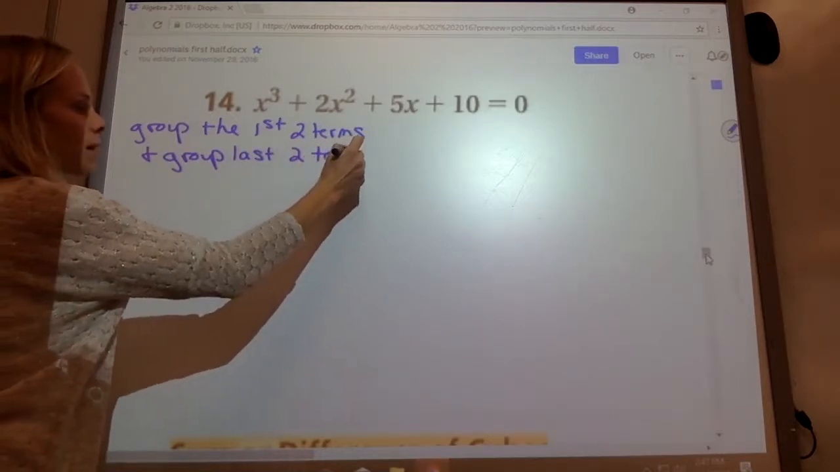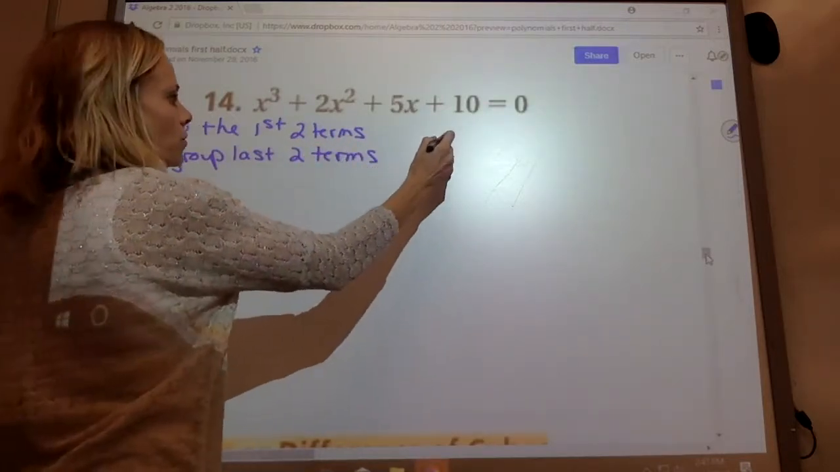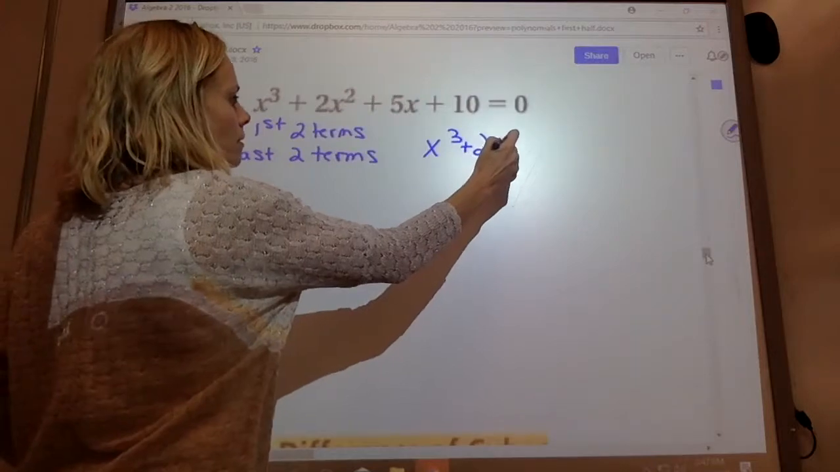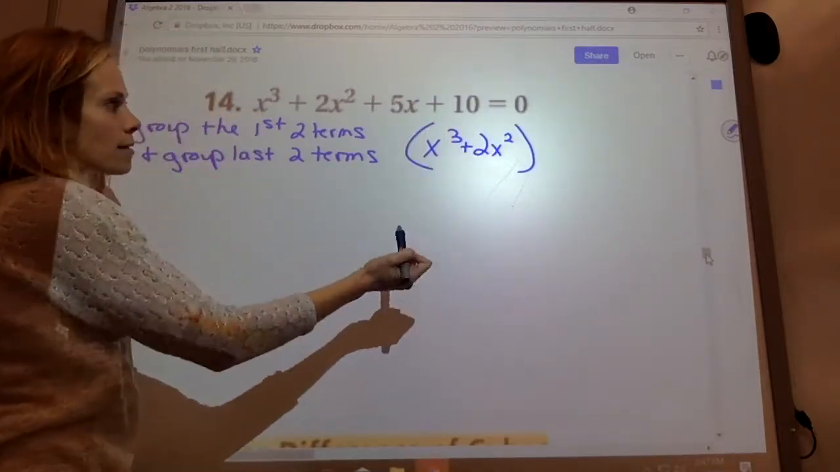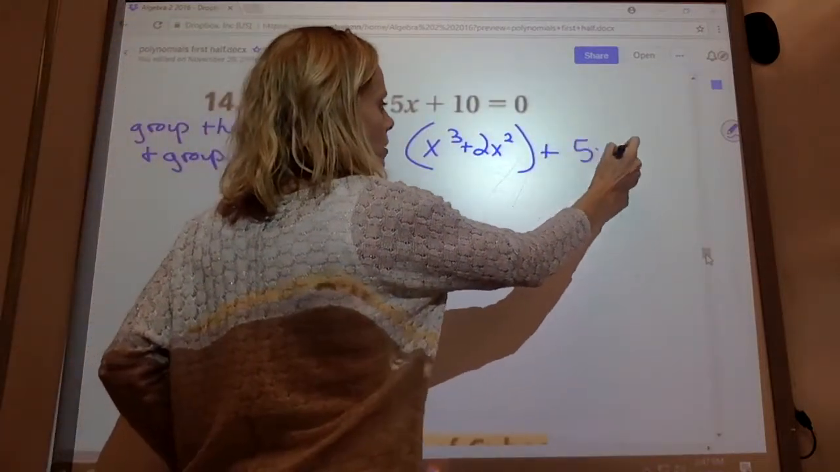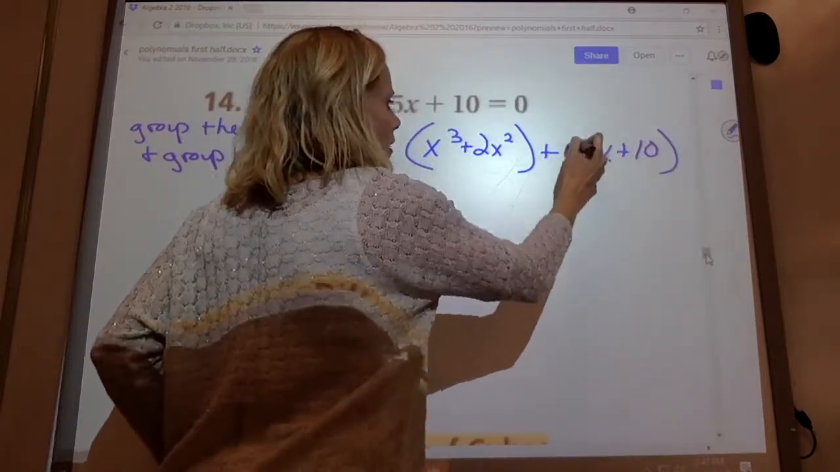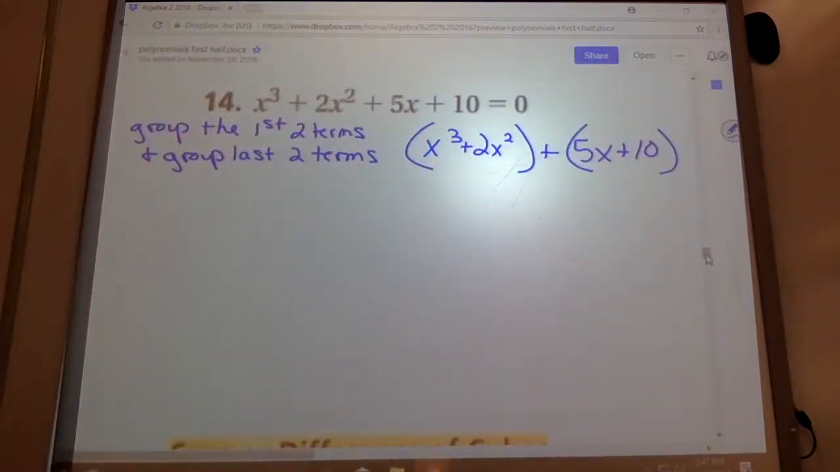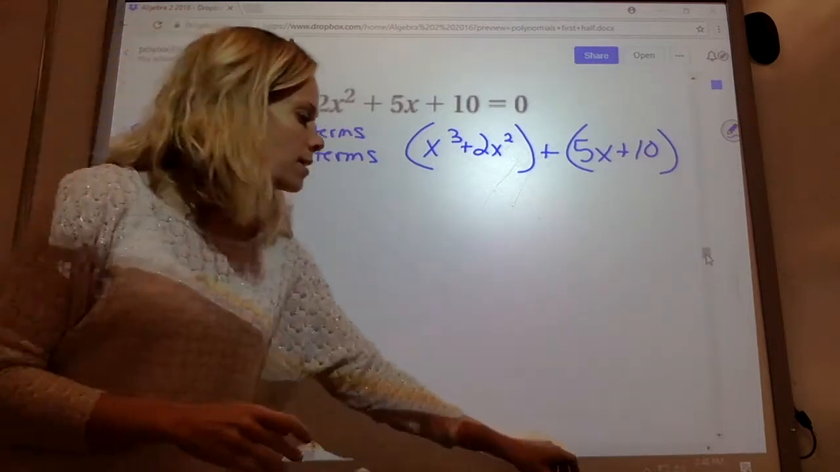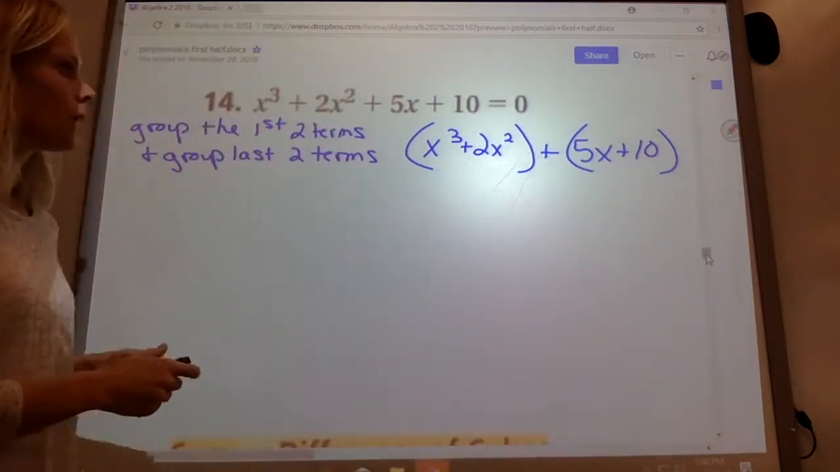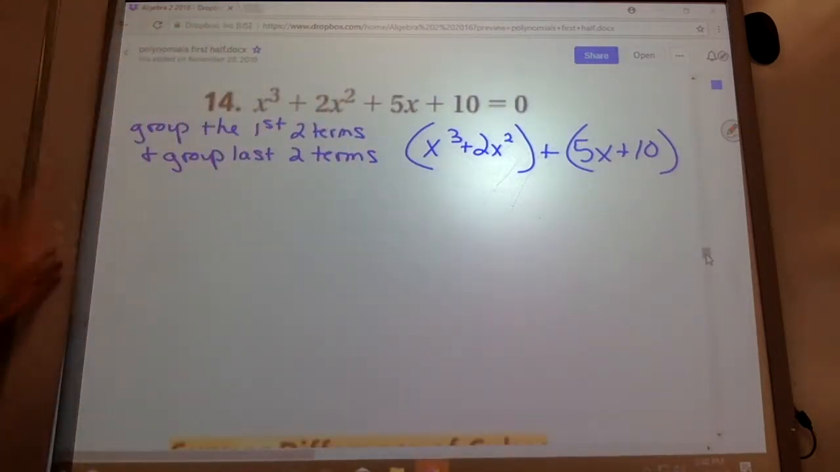And what do I mean by that? That means group the first 2 terms together, like that. Group the last 2 terms together, like that. So I'm forming 2 groups. You're just putting parentheses around the first 2 terms, parentheses around the last 2 terms. The second step then is to factor each group.